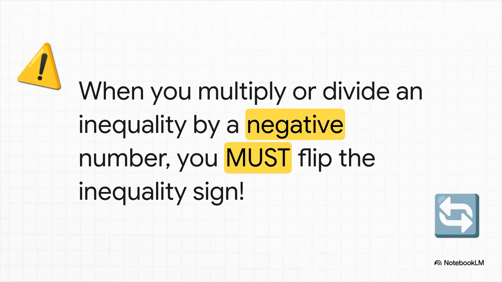All right, listen up, because this is, without a doubt, the #1 mistake in all of algebra. I'm serious. If you multiply or divide an inequality by a negative number, you have to flip the sign. Burn it into your brain. Forgetting to do this will get you the wrong answer, guaranteed.